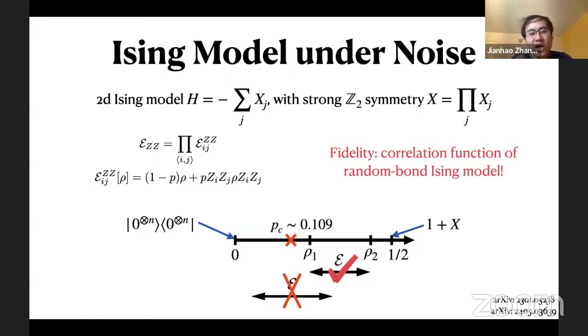But we can show that if rho 1 and rho 2 are separated by the phase transition critical point, we can never find a reverse channel that brings rho 2 back to rho 1, because the Petz recovery map fails to recover such dynamics because of the non-locality. Okay.